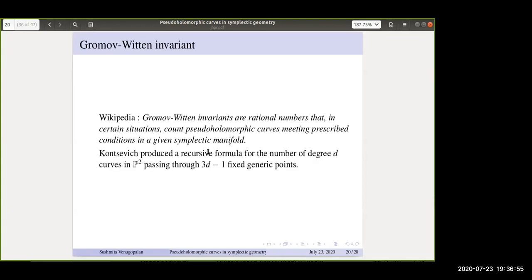The interest in these invariants started out with one of these initial results by Kontsevich, who produced a recursive formula for the number of degree d curves in P2, complex projective space P2, passing through 3d minus 1 fixed generic points. This number 3d minus 1 is important so that you get isolated curves instead of families, so that they can be counted. So that's the Gromov-Witten invariant which Kontsevich computed.